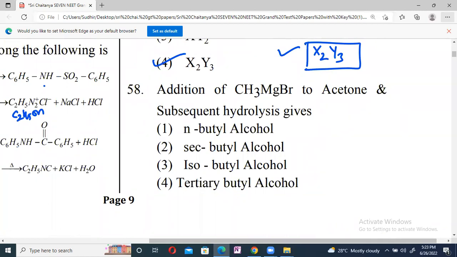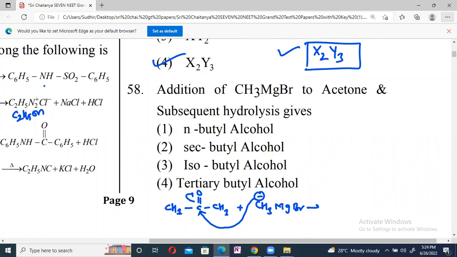58. Addition of CH3MgBr to acetone and subsequent hydrolysis gives rise to what? Beta, acetone we can write in this way: CH3, C double bond O, CH3. We are adding CH3MgBr. This is CH3MgBr, an RMgX Grignard reagent, where R is negatively charged. It will attack the carbonyl carbon. The pi bond shifts back to the O, and we are getting CH3, C, O negative, CH3, and CH3. In this case, we have MgBr with positive charge.